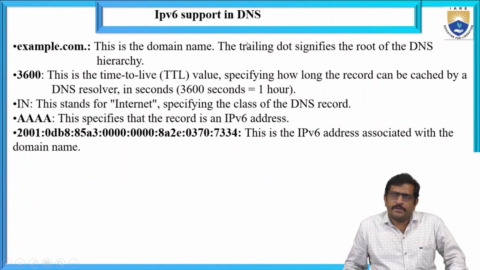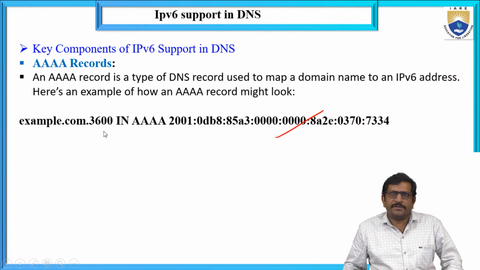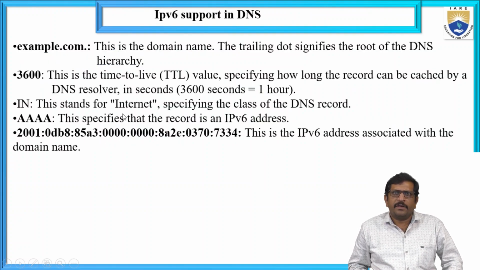So this is a domain name, and there are a number of other domains, like yahoo.com, google.com, or jntu.ac.in. The trailing dot signifies the root of the DNS hierarchy. Next, 3600 is the time to live, which specifies how long the record can be cached by the domain name system resolver: 3600 seconds, that is 1 hour.